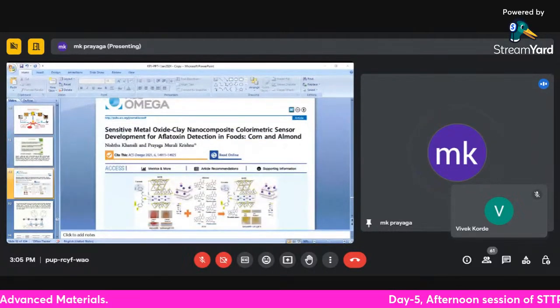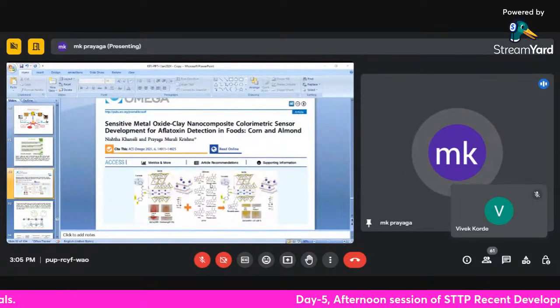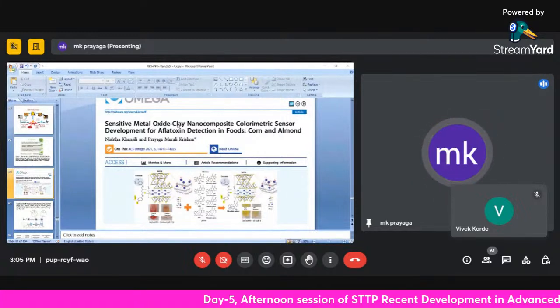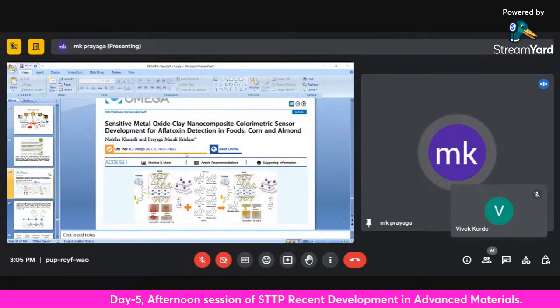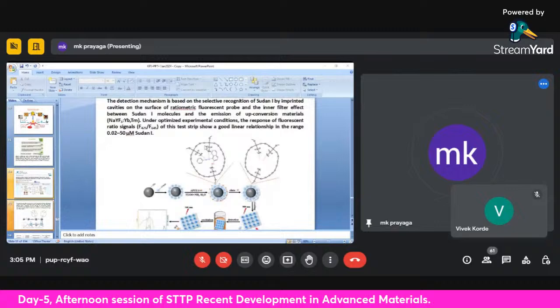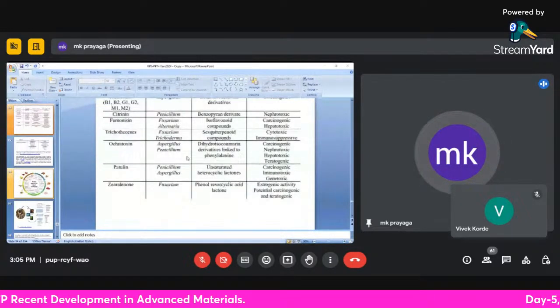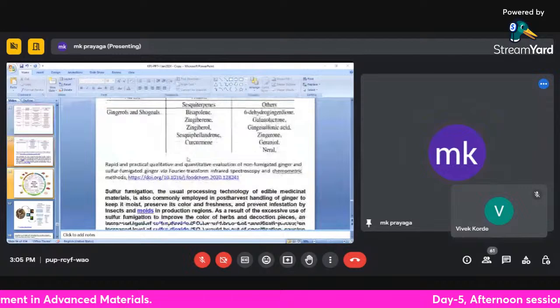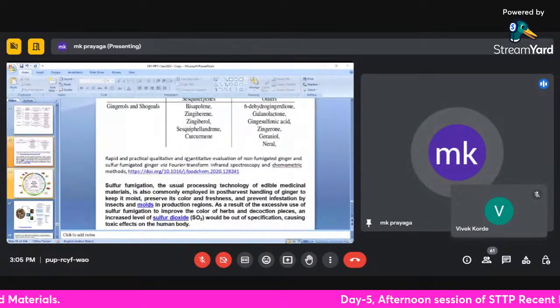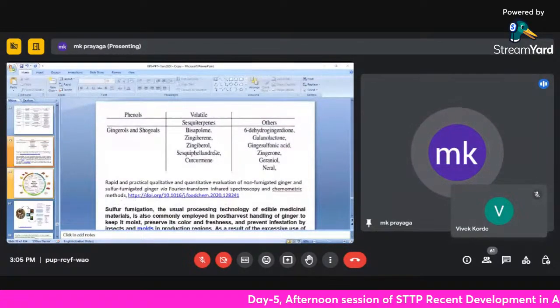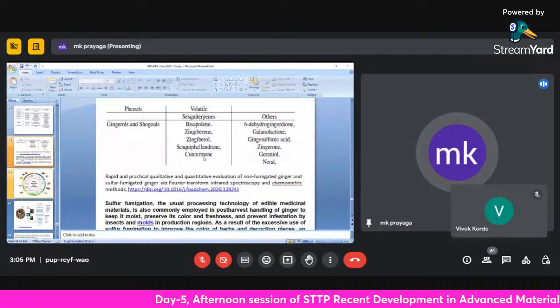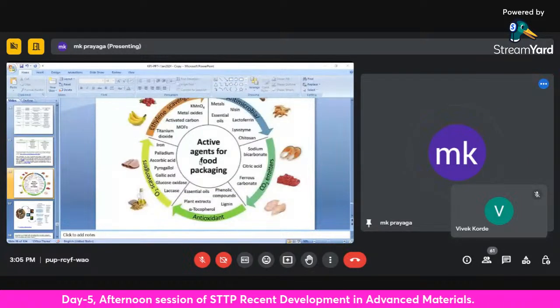So this is our published paper on aflatoxin detection. We used this metal oxide clay composite for aflatoxin detection. And this is MIPs, molecular imprinted polymers. And this is again phenols, volatile organic compounds that can be detected with the sensors.